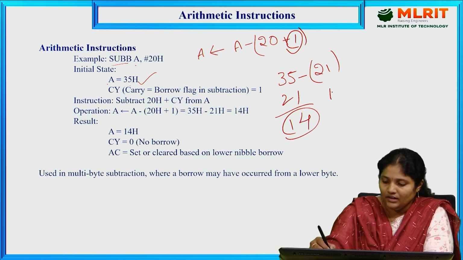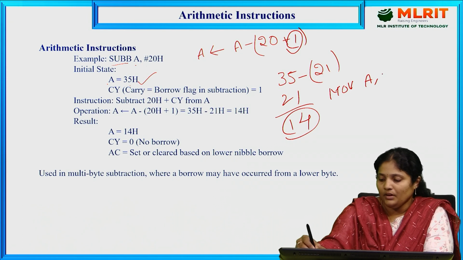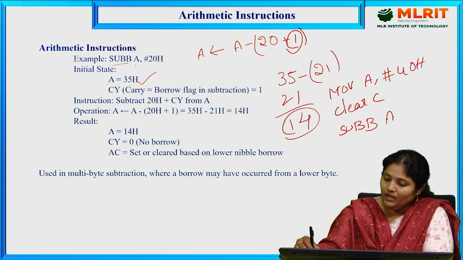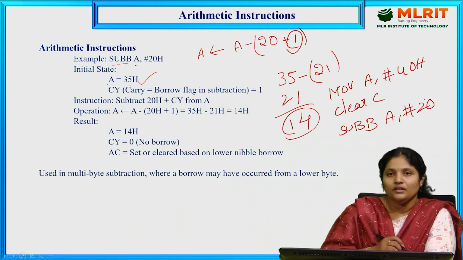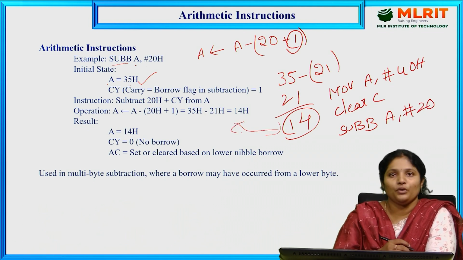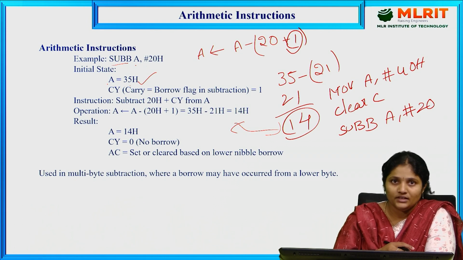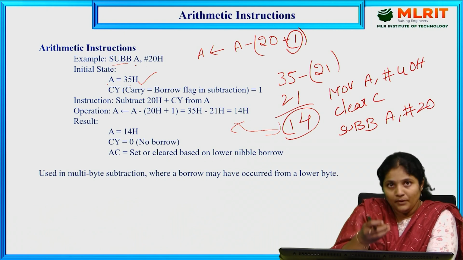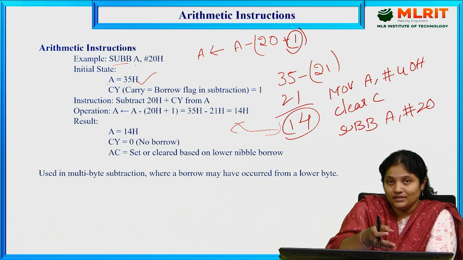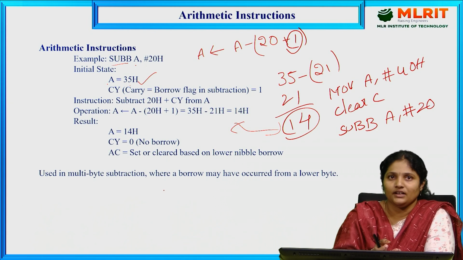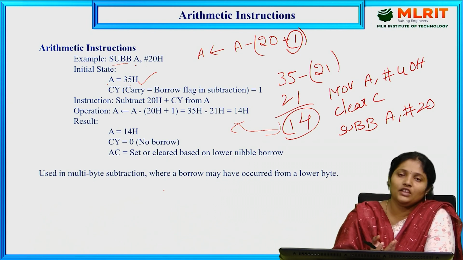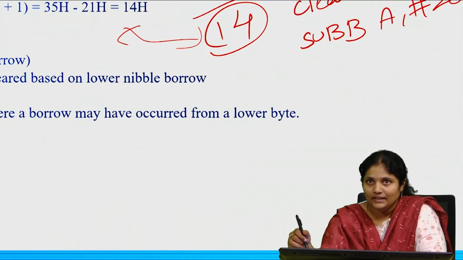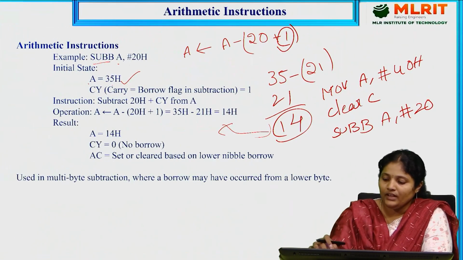Suppose in this particular instruction, see, MOV A comma #40H. Next, SUBB A comma #20. Will these two programs hold the same output? No, not necessarily. Why? Because if we are performing any subtraction operation, if borrow is there, then only carry is generated, right? If there is no borrow, there is nothing to subtract from the original data. That's why here I have taken another example with clear carry.